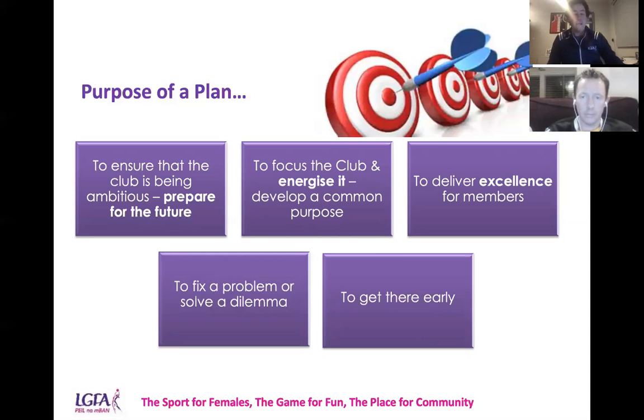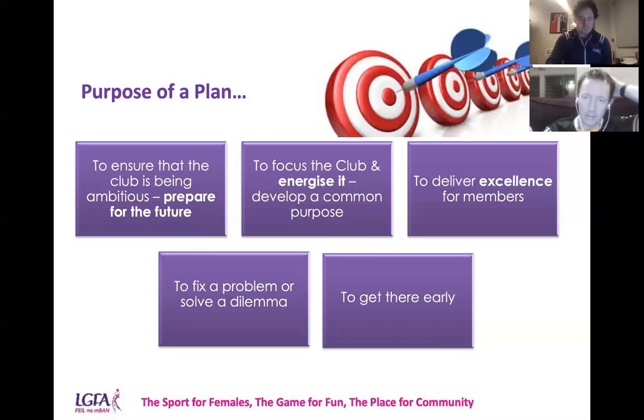And last but not least, to get there early. As I say, when you're running a club, the day-to-day stuff can sometimes get the better of you, and you're moving week to week and month to month and meeting to meeting. But once you have a plan and once you know the direction you're going, you can actually get there early. Take it back to the situation where you want to field at all age groups. You might decide, we want to do that in 5 years. And by implementing the things in your plan, you might actually achieve it in 3 years.